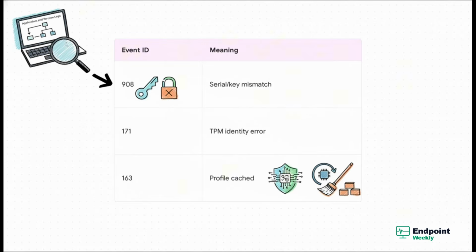Next up, you're going to want to dive into the Event Viewer. Navigate your way down to Applications and Services Logs, Microsoft, Windows, Modern Deployment Diagnostics Provider, and just look right at the Autopilot channel. Event ID 908 is your smoking gun here. It explicitly states that there is a serial number or product key mismatch between what's on file in the cloud and the physical hardware sitting on the desk. Event 171 points straight to a TPM identity issue, which is classic post-motherboard repair behavior. And if you see Event 163, it just means the device didn't even bother trying to download a profile because an old one is already cached.